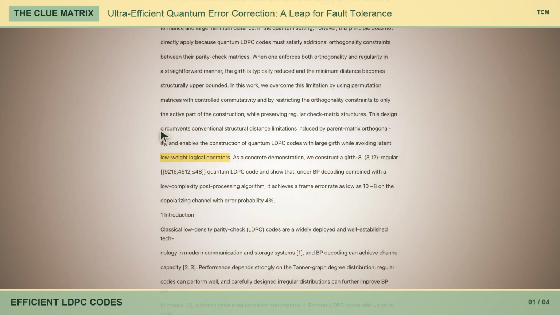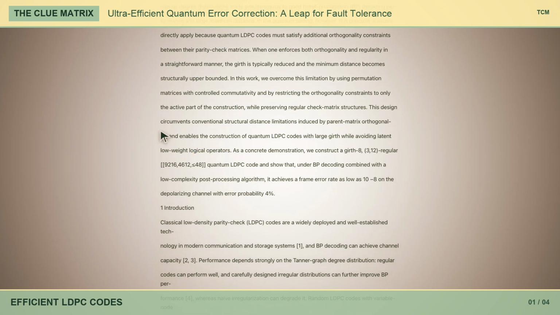Beyond just building codes, they explicitly address the issue of low-weight logical operators emerging from row deletion. This is a subtle but critical problem. If deleting rows to adjust code rate inadvertently creates these operators, the code's error-correcting capability is severely degraded. It's a bit like a hidden backdoor for errors. So, they're not just making a good code, they're making sure it stays good when you try to simplify it. That's a deep understanding of how these systems fail in practice, not just in theory. It's a vital insight for robust code design.